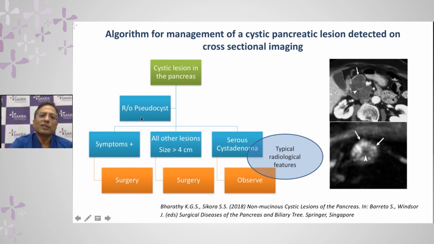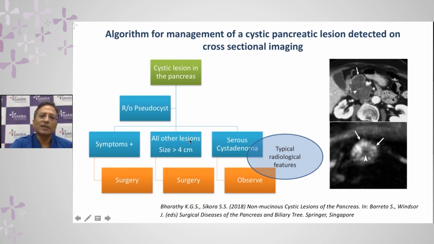If there are no symptoms, or if there is a lesion which is 3 to 4 centimeter size, but it is a serous cystadenoma, how do you make that? They have typical radiological features. As you can see, this is the image of a serous cystadenoma. We call this the spoke in wheel appearance. You can see the central scar and spokes all around. You can see on the MR a beautiful picture of the central scar and these bright spoke-like things around. This is classically a serous cystadenoma. And if it is a serous cystadenoma, it doesn't need surgery, only observation.